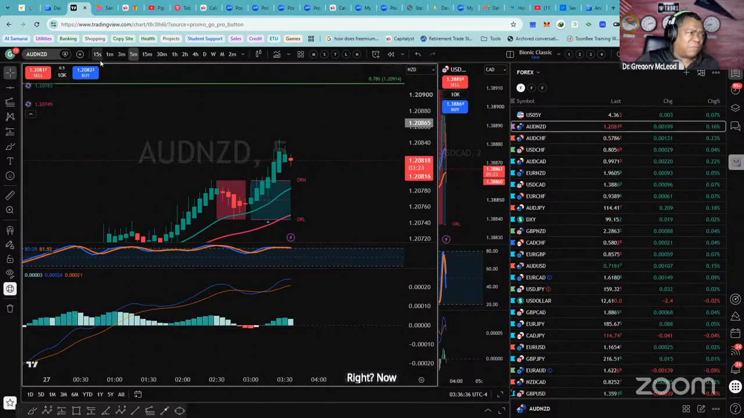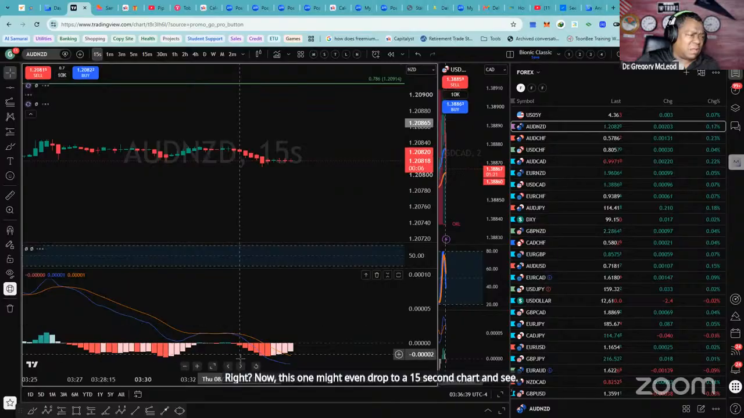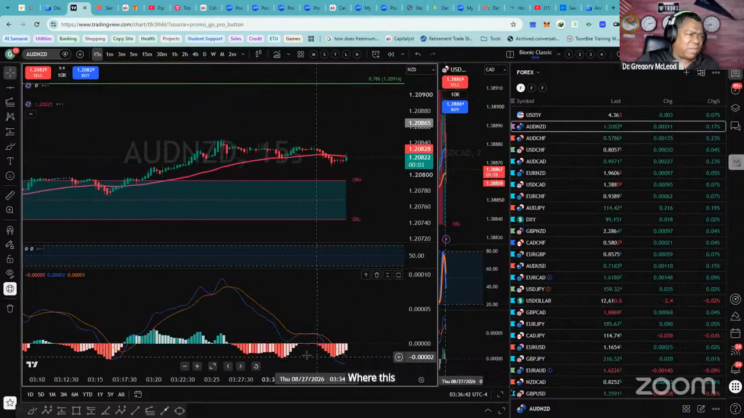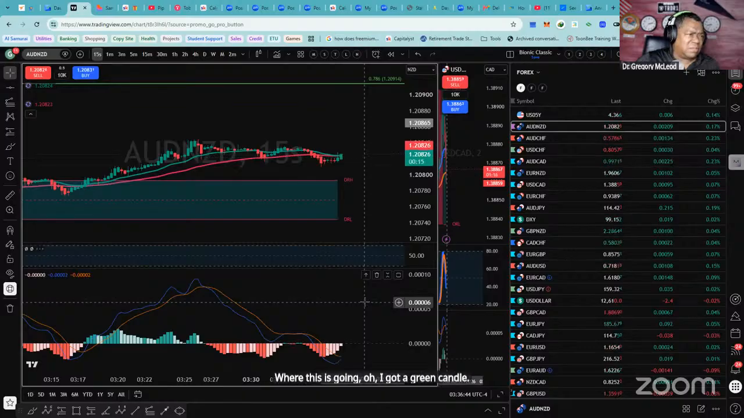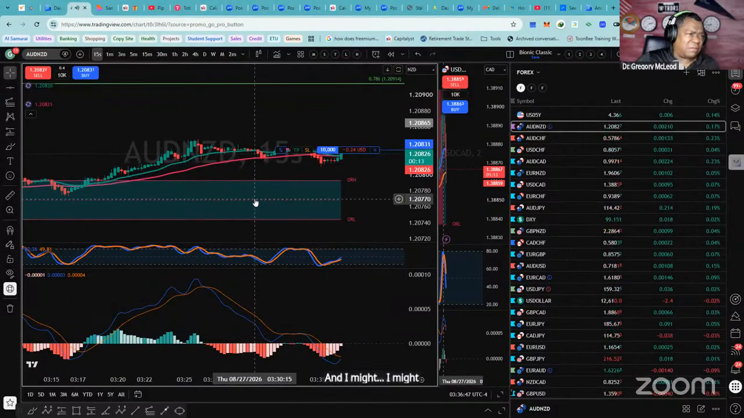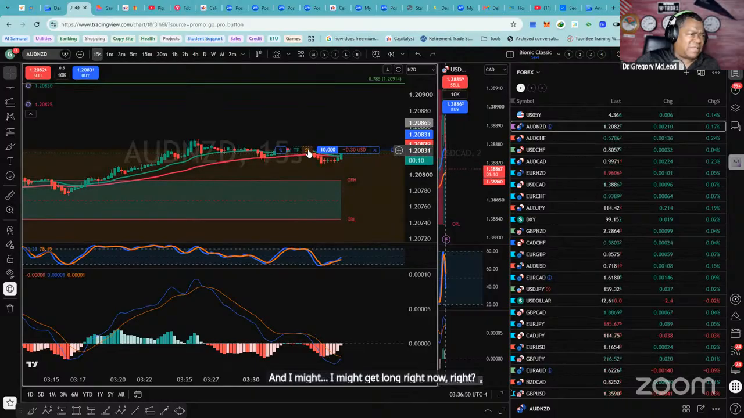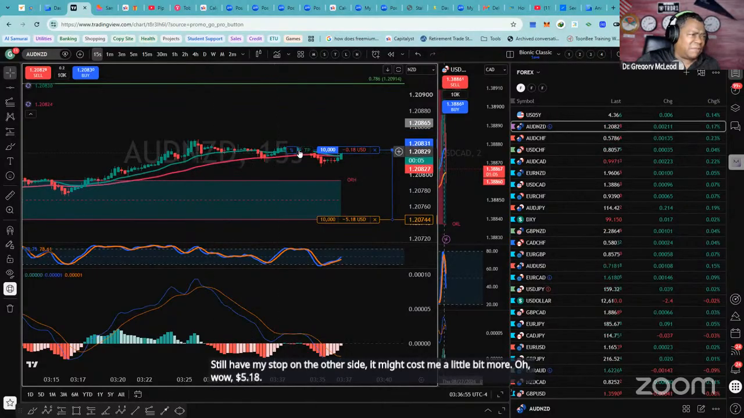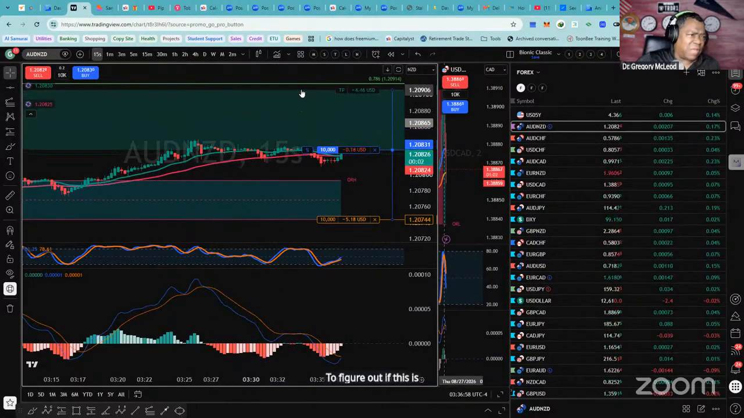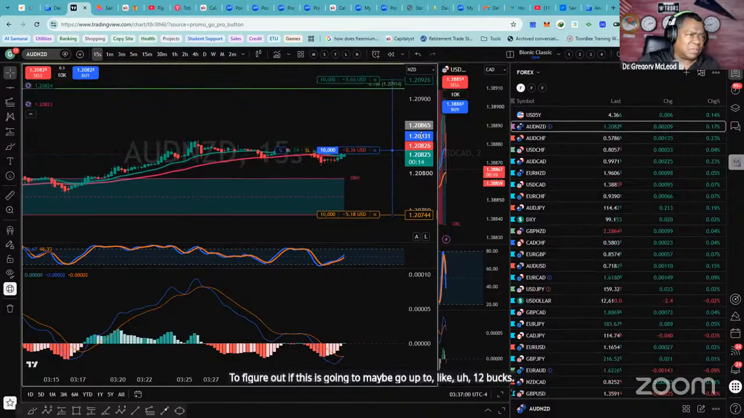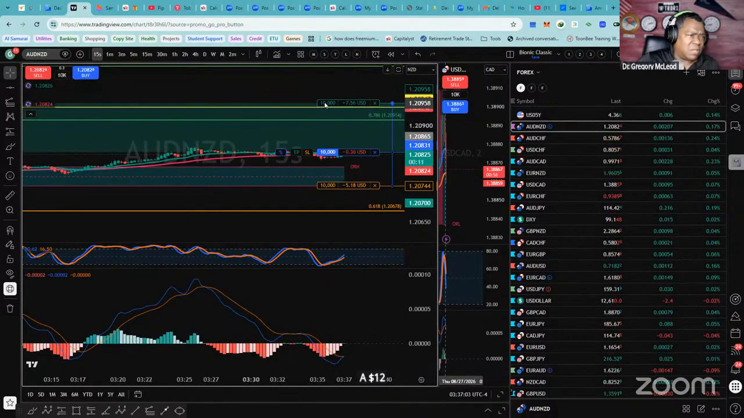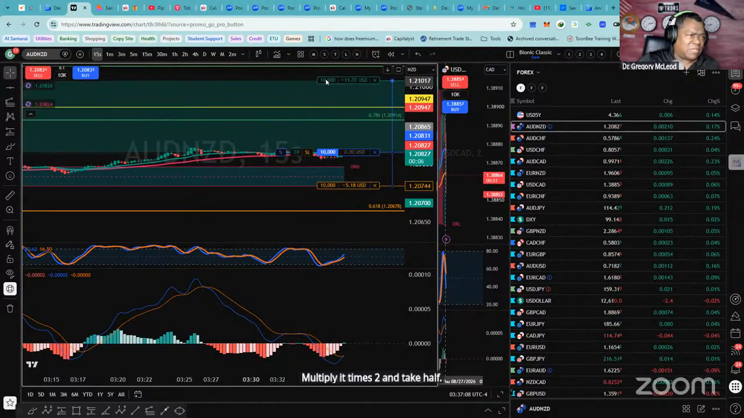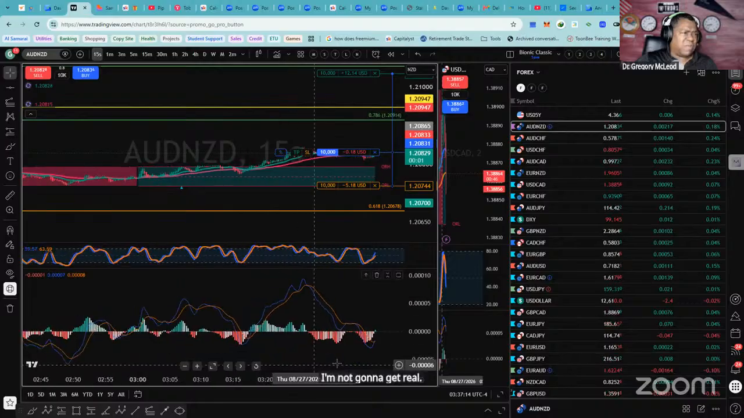Now, this one might even drop to a 15-second chart and see where this is going. Oh, I got a green candle, and I might get long right now, right? Still have my stop on the other side. It might cost me a little bit more. Oh, wow, $5.18 to figure out if this is going to maybe go up to like a $12 move. Take the risk, multiply it times 2 and take half, and that puts us around 12, right?